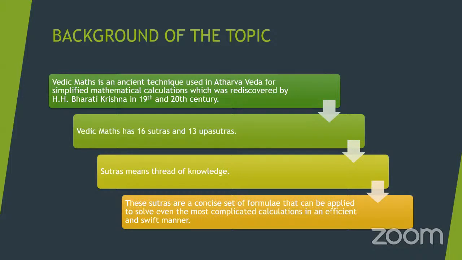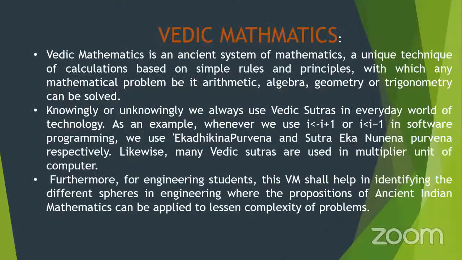In Vedic maths, what we see are 16 sutras and 13 subsutras. Sutra means a thread of knowledge. Like a simple formula, we can say A plus B is equal to C, and we give the formula some name. Like that, these sutras are also simple formulas. These sutras are a concise set of formulas that can be applied to solve even the most complicated calculations in an efficient and swift manner. Then we see the 16 sutras. So next slide, please.